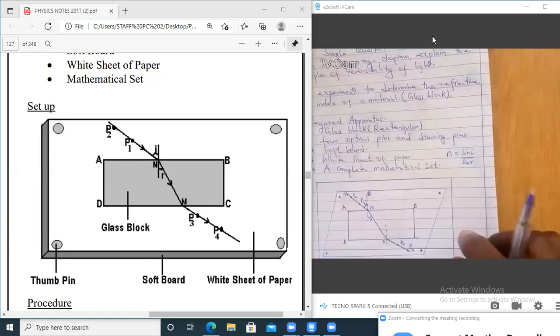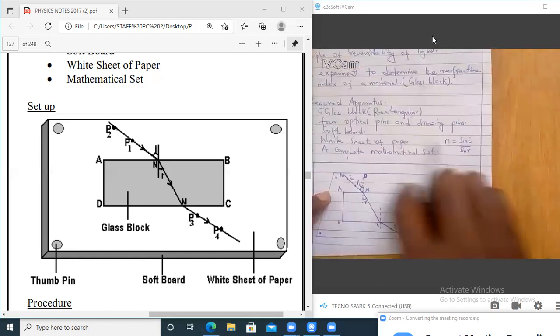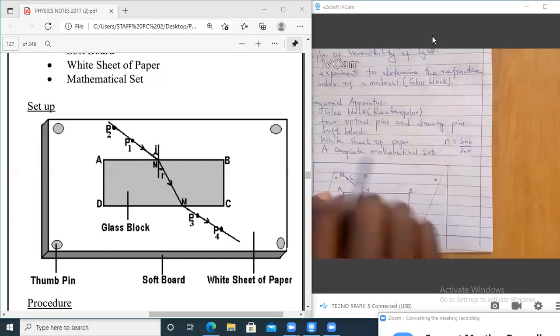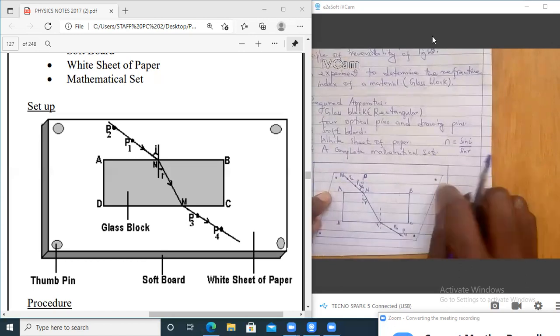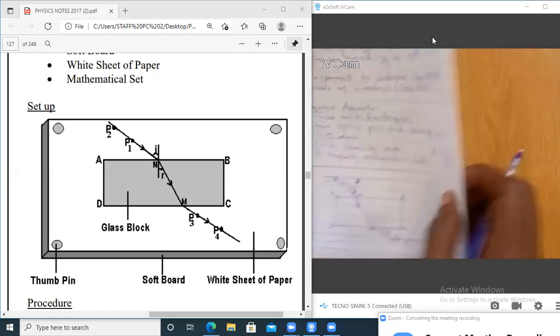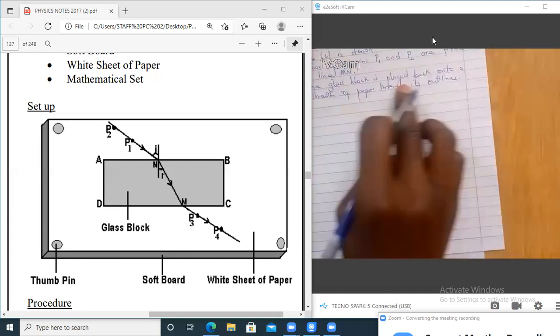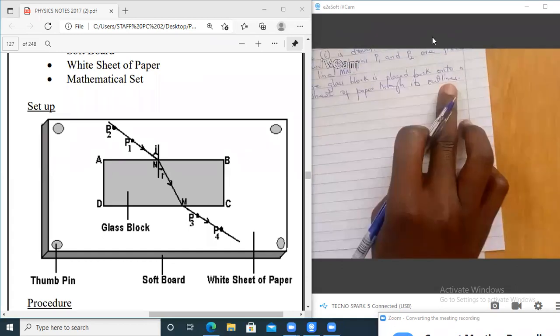now you bring the glass block. You fix it back onto its outline ABCD. Why do we do that? Now we want to study the effect of refraction from that instance. So the glass block is placed back onto a white sheet of paper through its outlines.